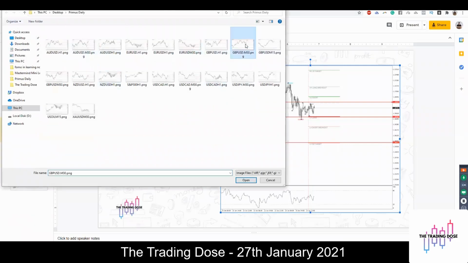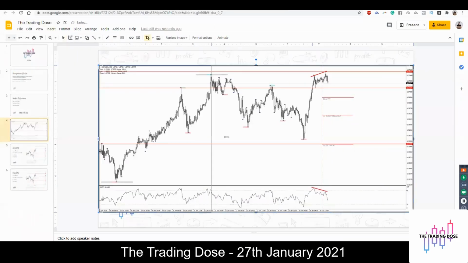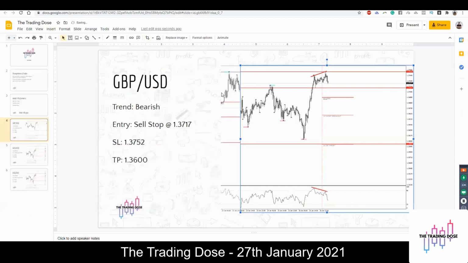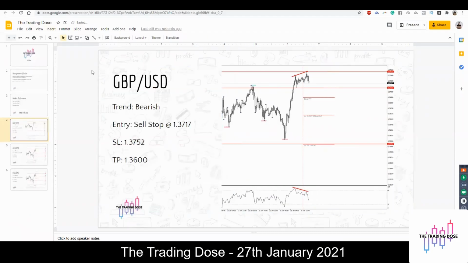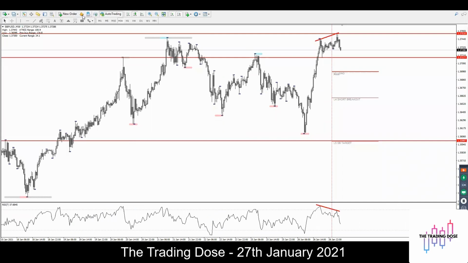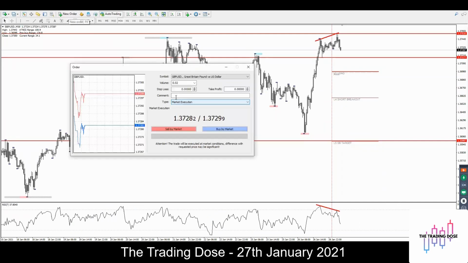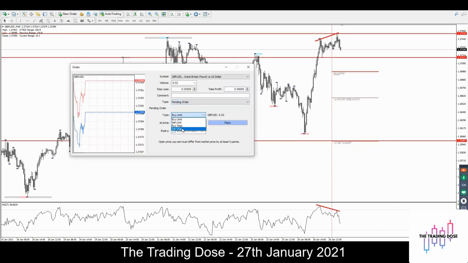Pound dollar. So I'm going to put that order in. This is going to go in as a sell stop at 1.3717. The stop loss here is 3752. Target is 36.